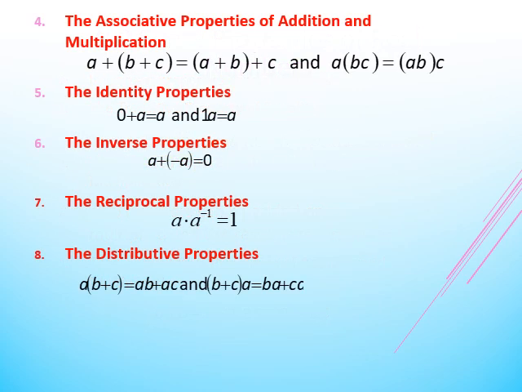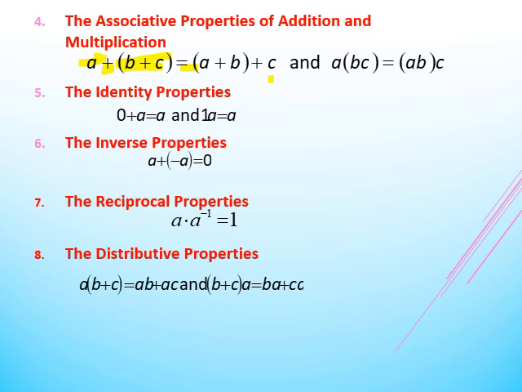The fourth property is the associative property for addition and multiplication. If we add A to the sum of two real numbers B and C, it is equal to A plus B, and the result is then added to C, which is a real number. In this case, the right-hand side is equal to the left-hand side. The same holds for multiplication, which is A times (B times C) equals (A times B) times C.